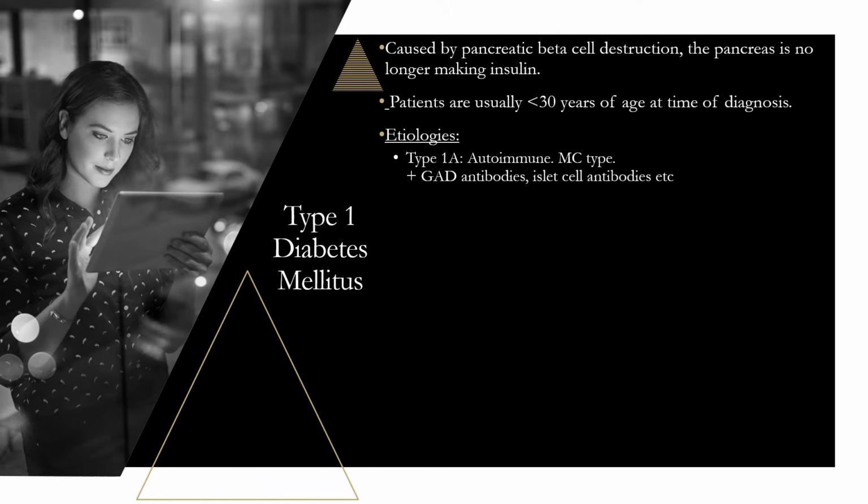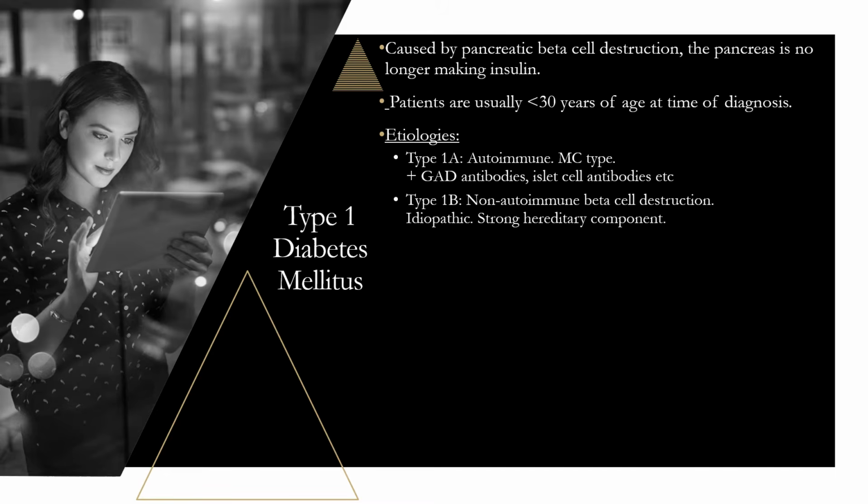As far as the causes, there's two different types. There's type 1A, which is by far the most common. This is going to be an autoimmune cause. And again, it's the most common etiology for type 1 diabetes. In these patients, you're going to see what are called GAD antibodies and islet cell antibodies. These antibodies aren't going to be present in most patients with type 2 diabetes.